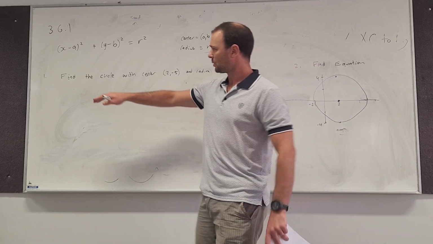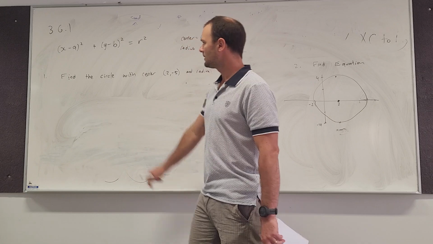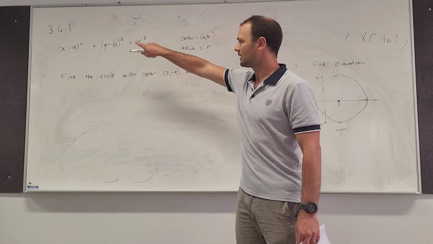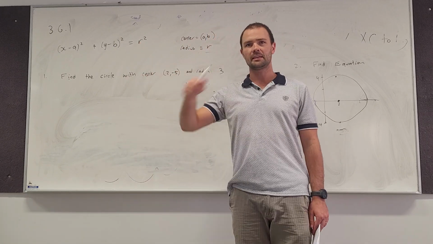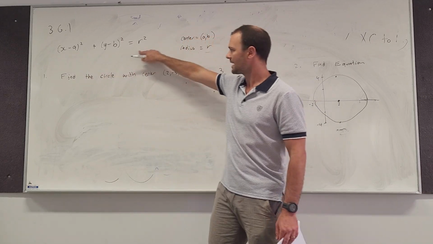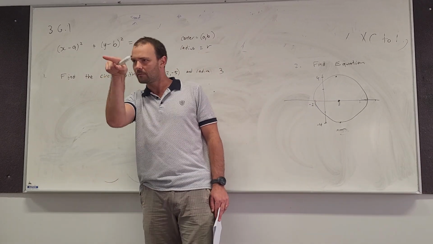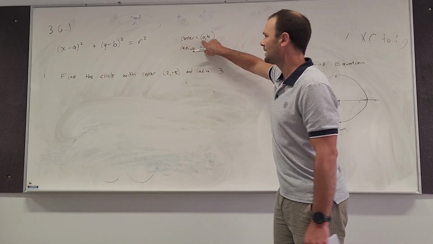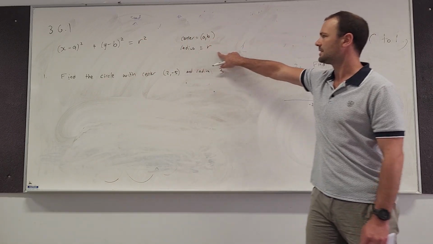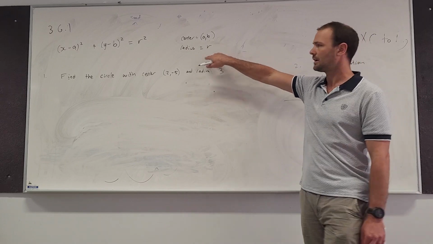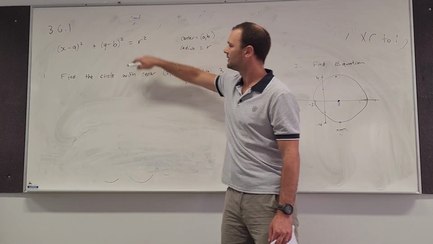And so here's the rule. We have (x − a)² + (y − b)² = r². This is the equation of a circle. All circles have this equation, where the center of the circle, the point right in the middle of the circle, has coordinates (a, b), and the radius is equal to r. All right, so over here we have the radius squared.